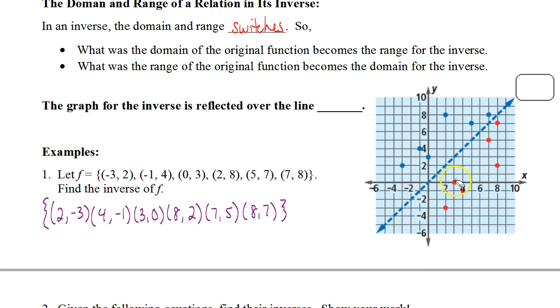Then we have 4, -1 would be right here. Then we have 3, 0, and so on. So these points here that are red represent the inverse, and the blue represent our original function.